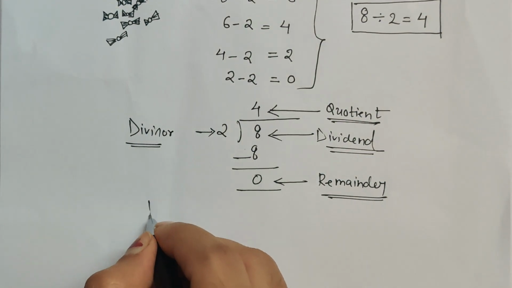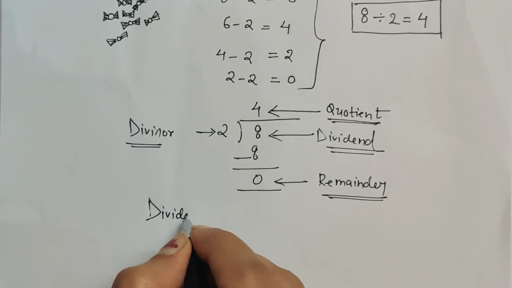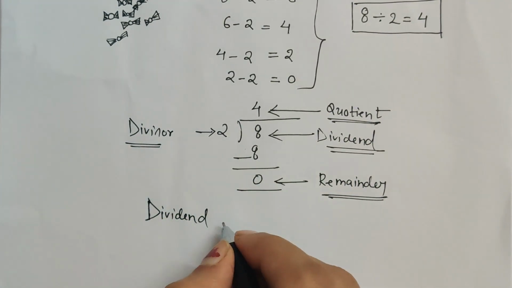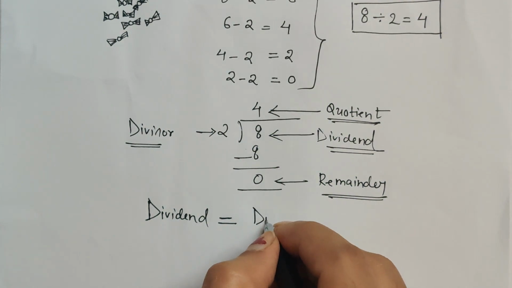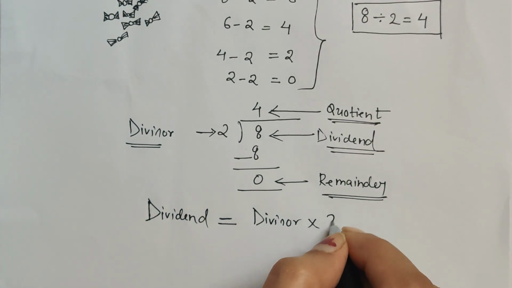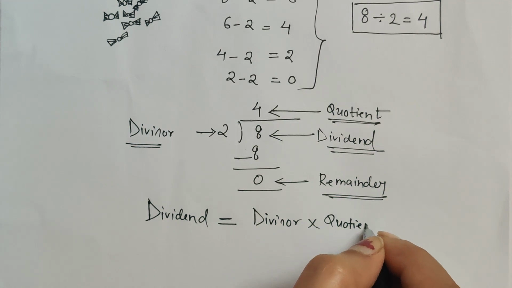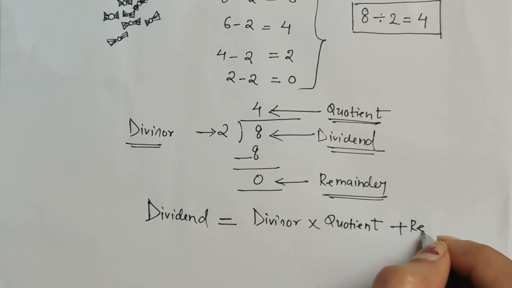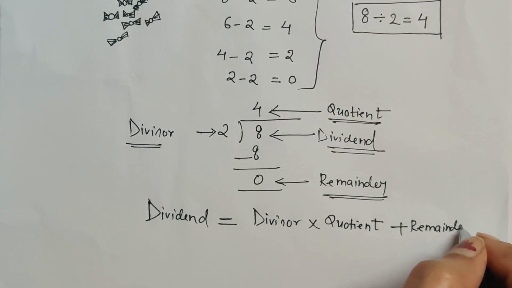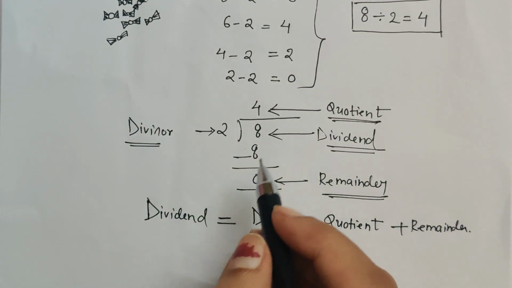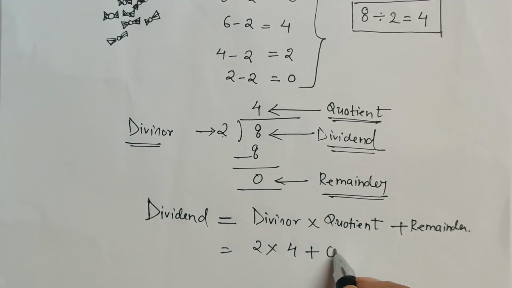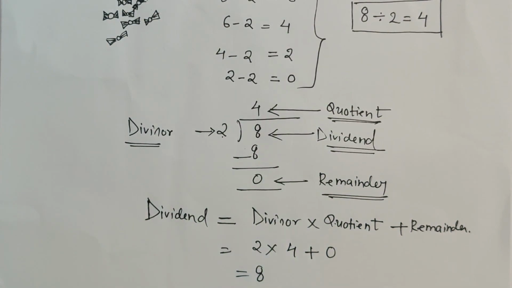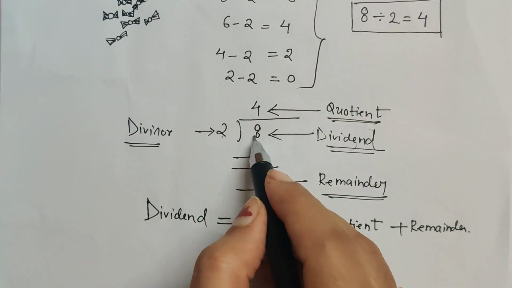Here there is one property. For example, you want to check if your answer is correct or not. For that, this formula is important: dividend is equal to divisor into quotient plus remainder. Now we can check the same for this question. Here the divisor is 2, into quotient 4, and the remainder is 0. What is the answer? 8. Isn't my dividend 8? Yes.